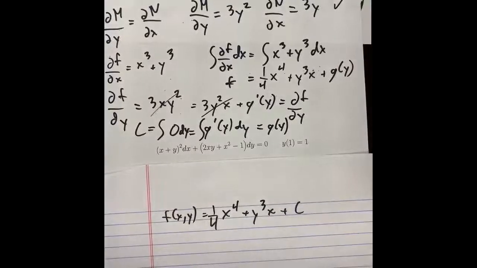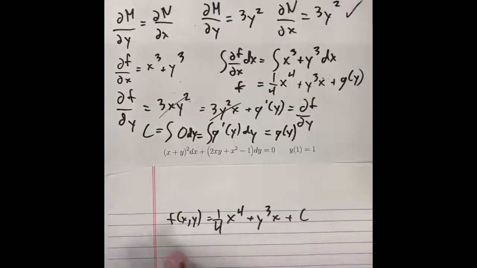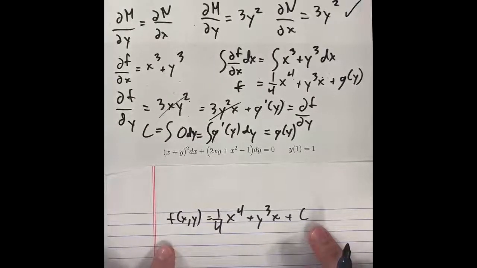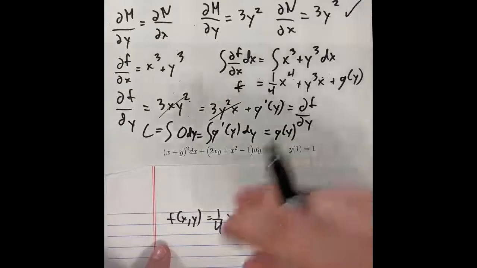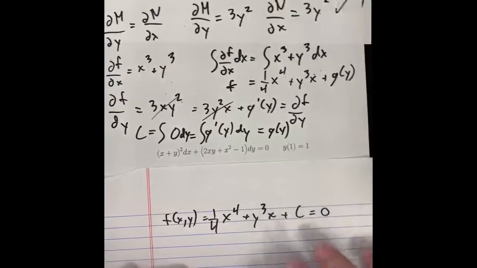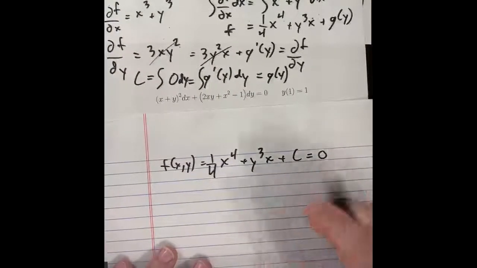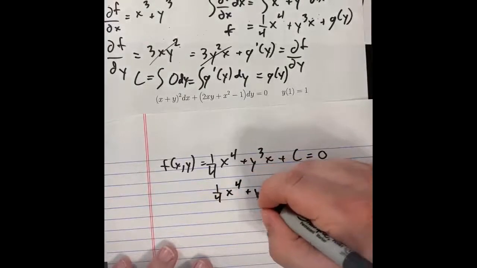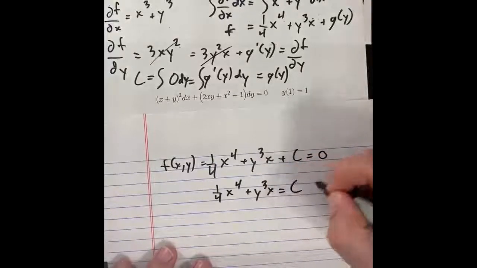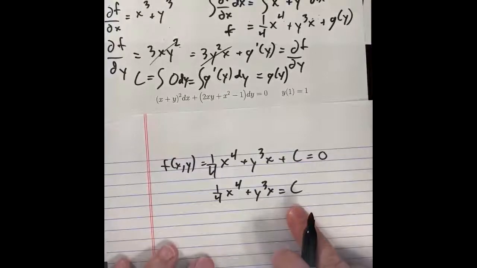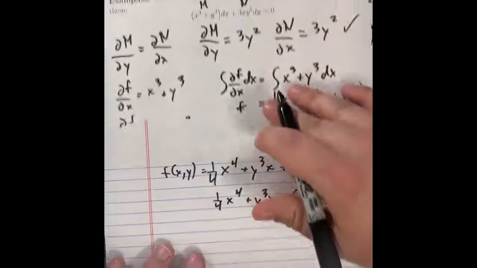And normally the way we write this, in this form it's still a kind of 2D thing. It depends on x and y. But really we're looking for that curve. And so it's the curve where this equals 0 generally. Or you could rewrite it, bring the constant over, it's really 1/4 x to the 4th plus y cubed x equals a constant. This implicit curve is a solution to the differential equation that we started out with.